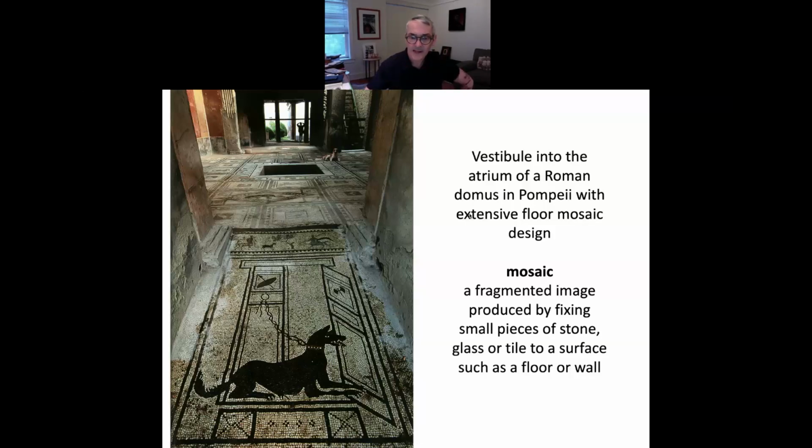So the atrium, here is the mosaic. You saw the little video: a fragmented image produced by fixing small pieces of stone and glass tile to a surface such as a wall or floor. And you saw that process. Here, a guard dog in the mosaic, and there's a little pup back in there. That hole over here would have been a small fountain, and above it you see light coming in because there's a rectangular opening above it to the sky.